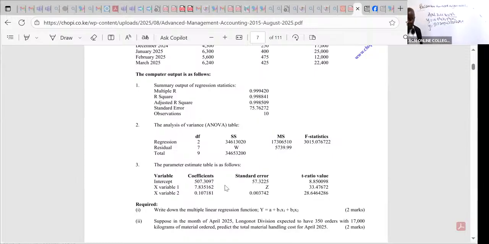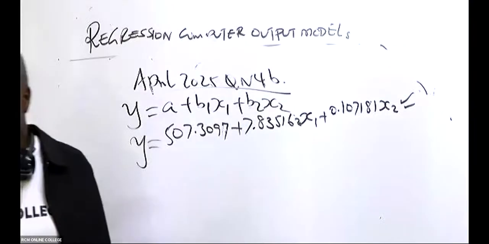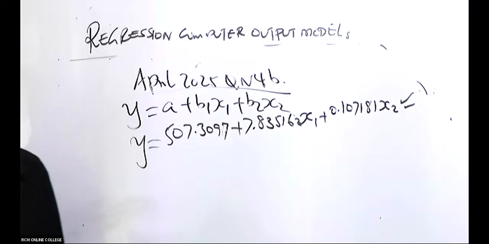Plus, ladies and gentlemen, the third one, which is 0.107181, times X2. You have your, how many marks? 2 marks. In an exam, do you think you would have gotten that correctly, ladies and gentlemen?